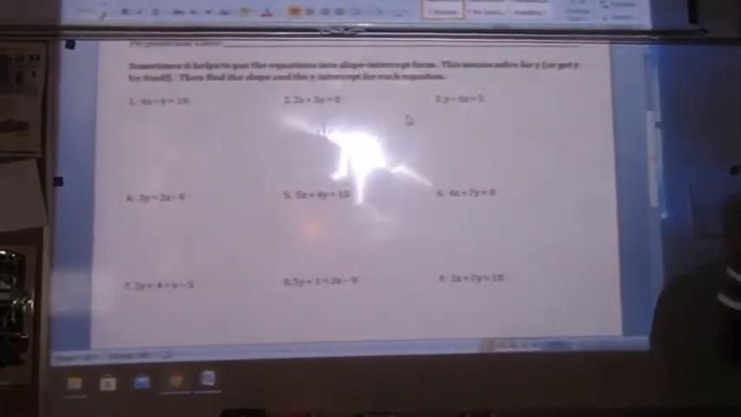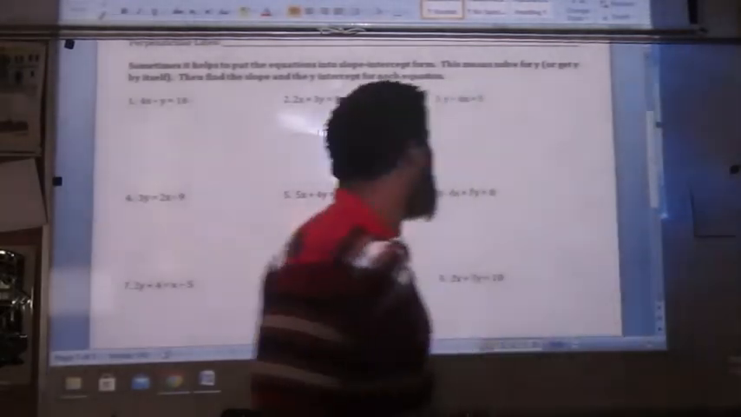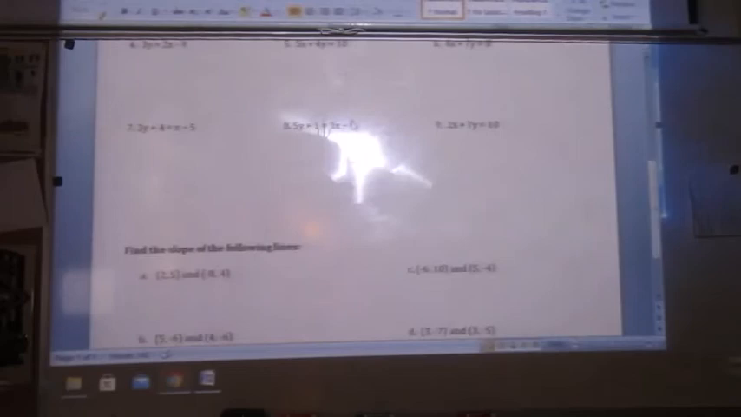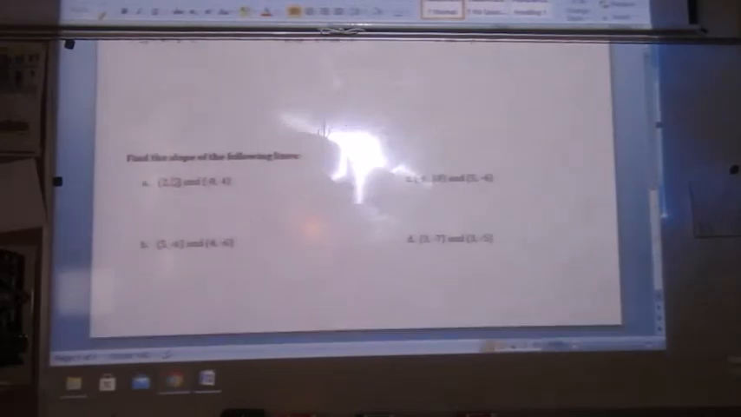Yeah, I'm gonna go over that tomorrow, okay? For right now, I'm just gonna go over finding the slope, okay? So let's go down to the bottom part. All right, so let's find the slope.